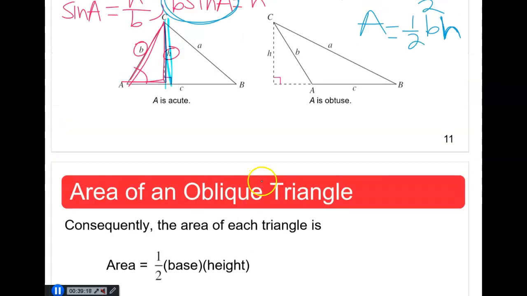So if we consider still this triangle here, the base is C. So we're going to substitute base with the letter C.